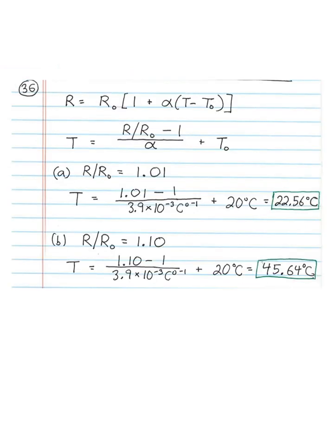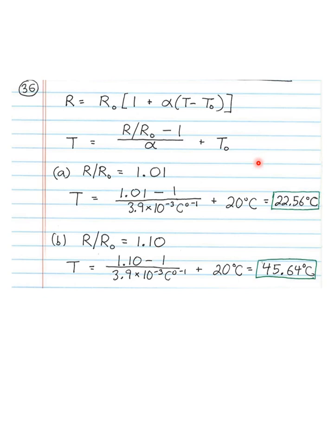Number 36. A platinum wire is originally at 20 degrees Celsius. Find the temperature required to raise its resistance by 1% and by 10%. So we want to know the temperature. Let's solve that for T. When you algebraically solve for T, you should get this. You start by dividing by R naught, subtracting away the 1, dividing by alpha, then finally adding T naught. And so here's our equation for T.